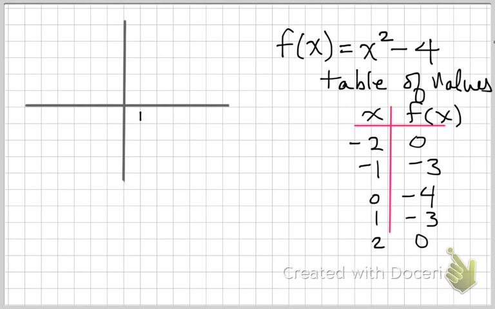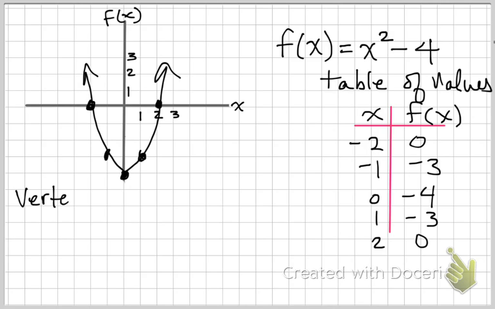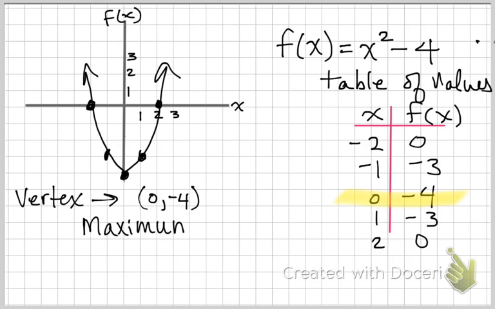I evaluate the function for the values of x. I plug in negative 2 and I square it. That gives me a positive 4. Minus 4 gives me a 0. And so I continue on and I can plot my points, and I see that I have a vertex at 0, negative 4.